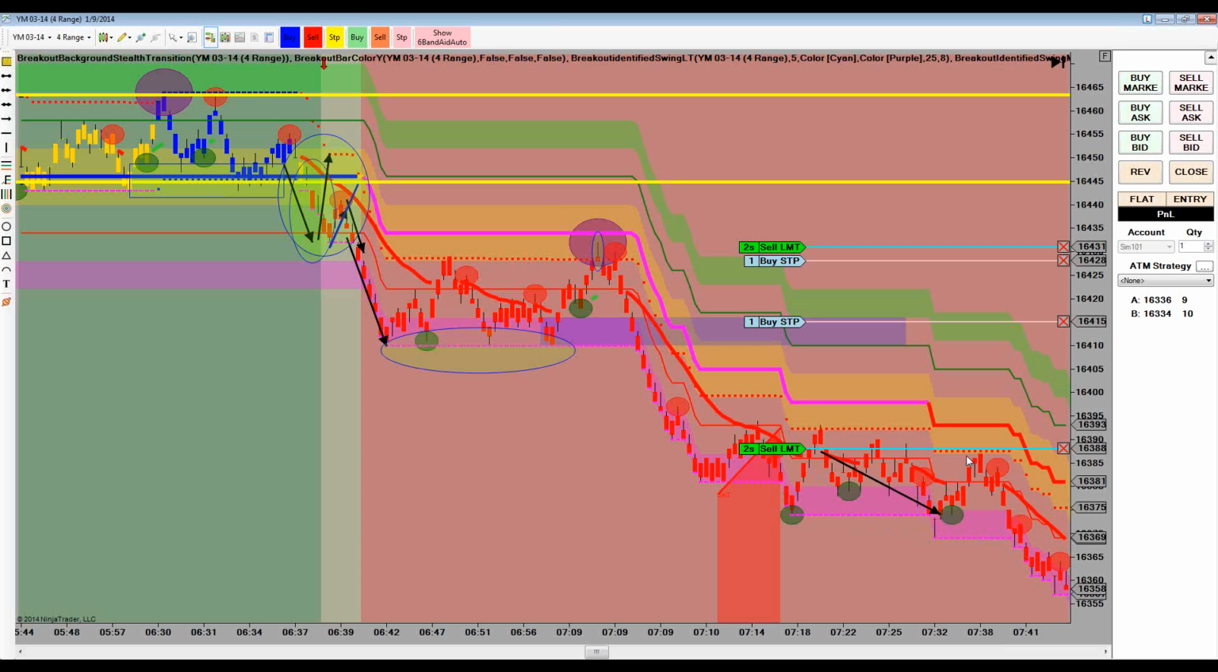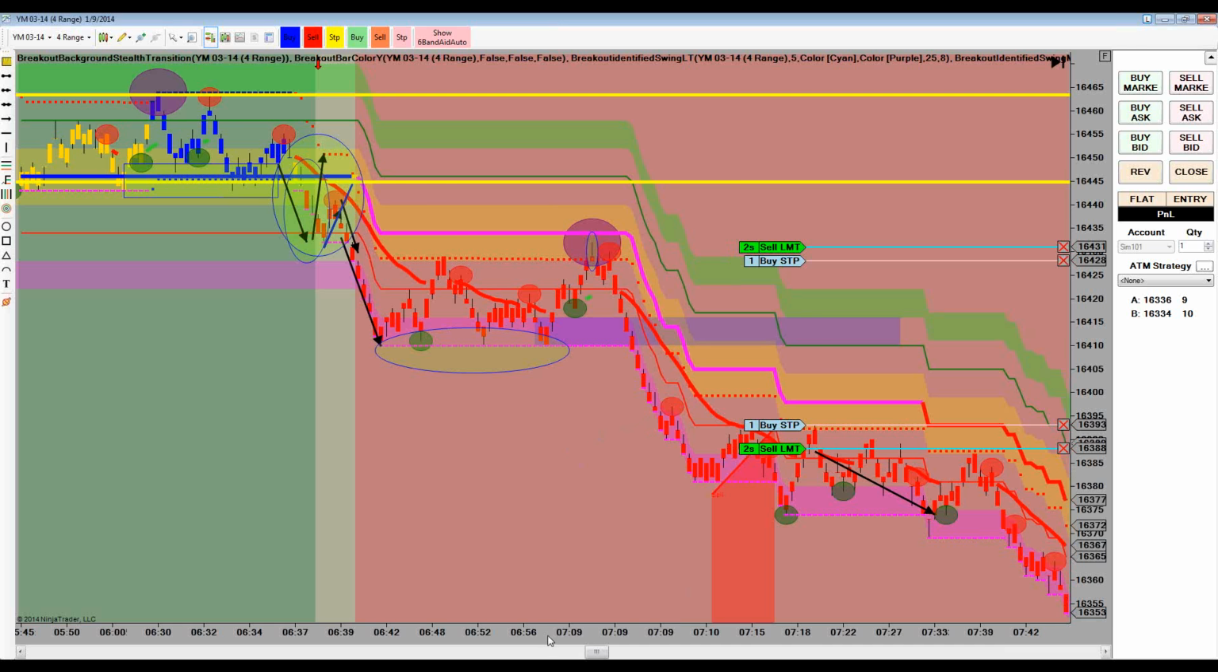Over here, fixed target at support, and then you trail your stop on the rest of it. Trail the stop on the rest of it. Good. Let's see how far this puppy dropped.